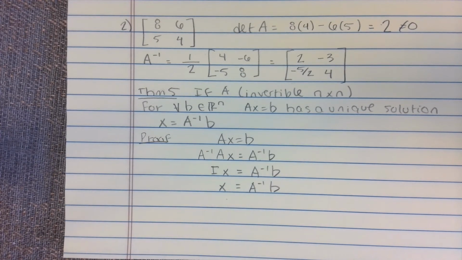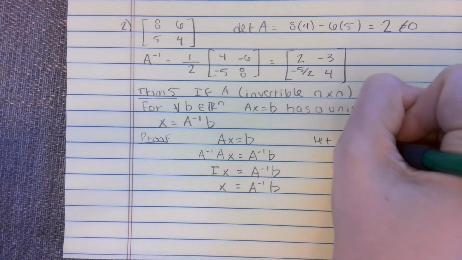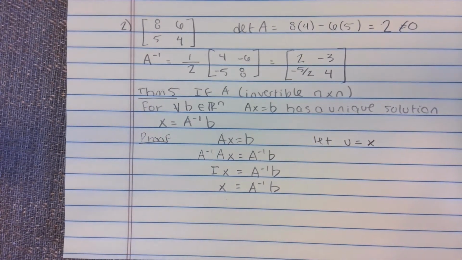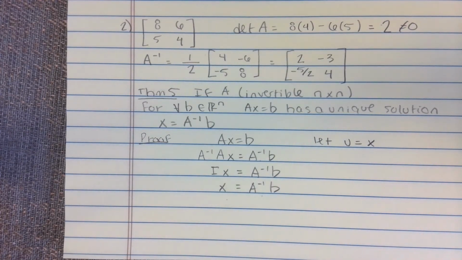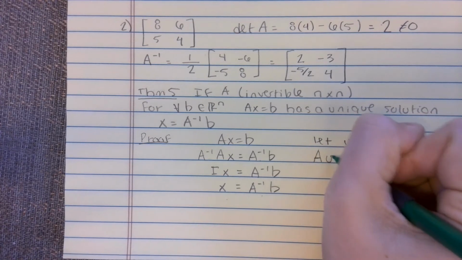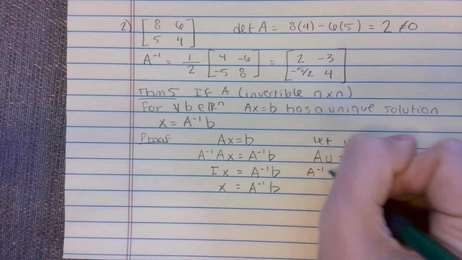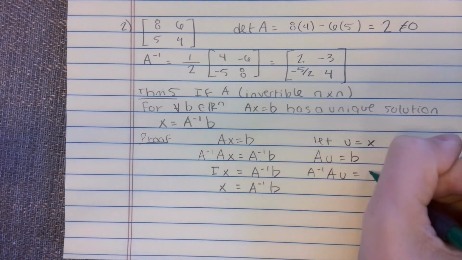But is this unique? Sidebar. Let some other vector u equal x. I want to prove that this is still our only solution. So if I assume that u is a solution, and Au equals B, I go through the same process, multiplying each side by the inverse of A.